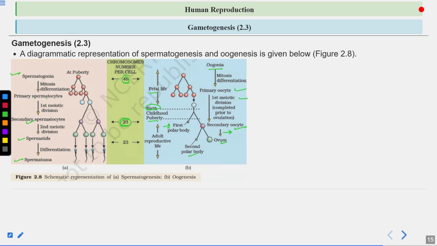So you can divide oogenesis into different phases. These phases are also very important. You should mention these, and the ploidy level of the cells also. Then you should know about the follicles which are formed in the ovary: primary, secondary, tertiary, and then Graafian follicles. The Graafian follicle ruptures and releases the secondary oocyte.